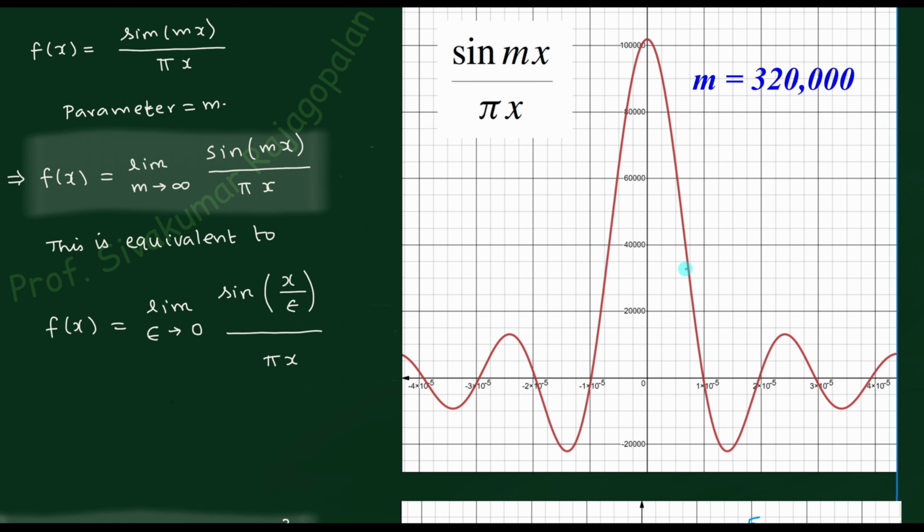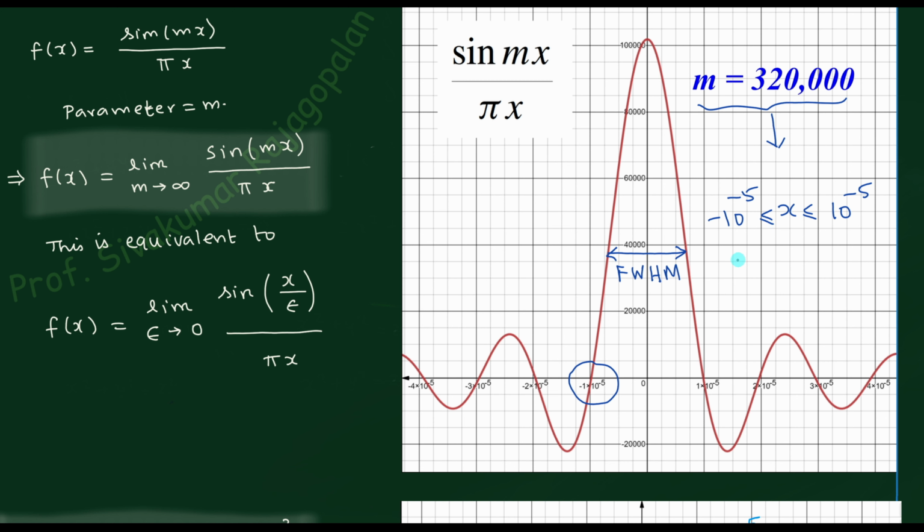Somewhere you find out where the half of the height is, and the width that you measure there is known as the full width at half maximum. So for the full width at half maximum, you can once again write down the range of x. For this graph, x is about 10 to the power minus 5. Roughly, 10 to the power minus 5 is a very small value. That is what we say around the origin.